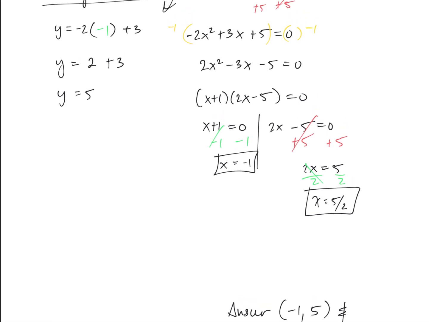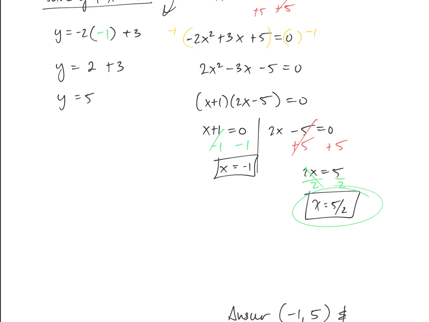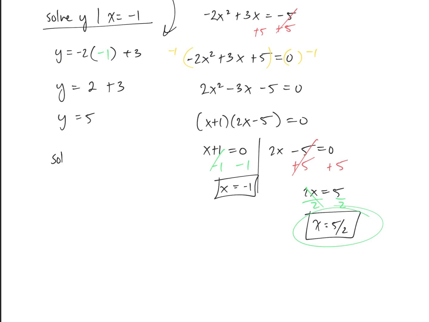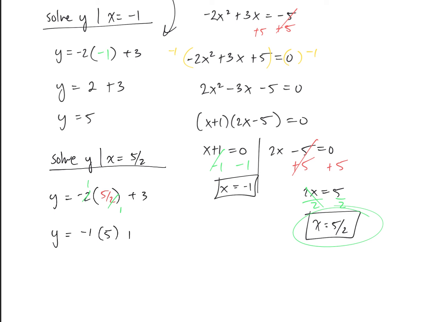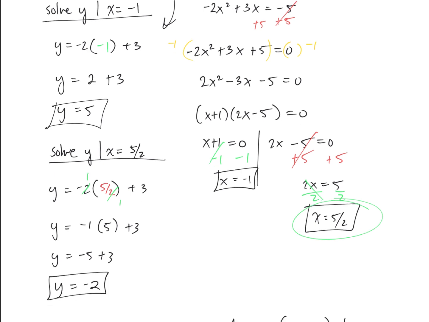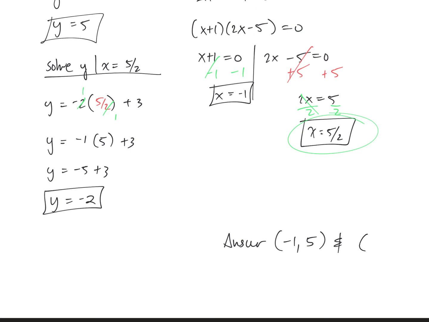And it looks like we're going to have one more when x is equal to 5 over 2. So let's go ahead and solve y when x equals 5 over 2. Y equals negative 2 times what? Plus 3. Plugging in 5 over 2. Ooh, the 2's cancel each other out. That's nice. So then y equals negative 1 times 5 plus 3. So y equals negative 5 plus 3, which means y equals negative 2. Alright, so we had these two answers. So 5 over 2 and negative 2.